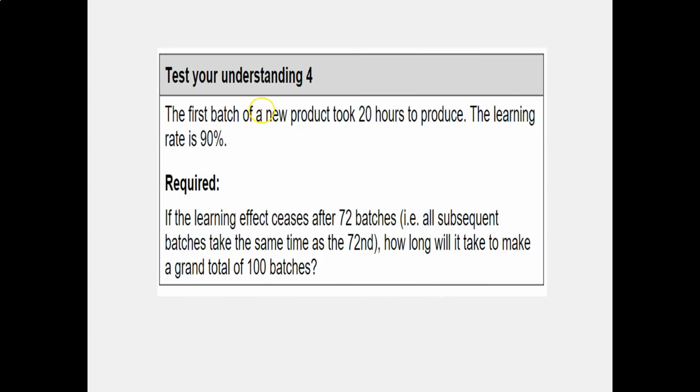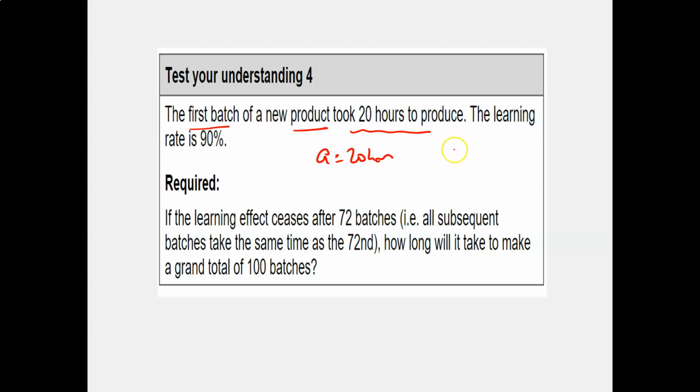So this is the final video, but this really looks at this business of steady state. And this is how the question will look. It says the first batch of a new product took 20 hours to produce. So I know what my A is. My A is equal to 20 hours.